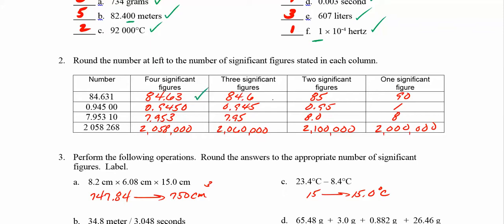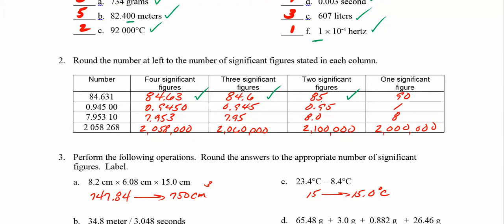Let's take a look at the next one. We've got three significant figures here. We're going to look at this number here and ask, does this 3 push this 6 up? It's not big enough. It would have had to have been 5 or larger, so it's 84.6. Let's look at the next one. We've got 84.6. Does this 6 push this 4 up? It does indeed. So we've got 85, two significant figures for that one.